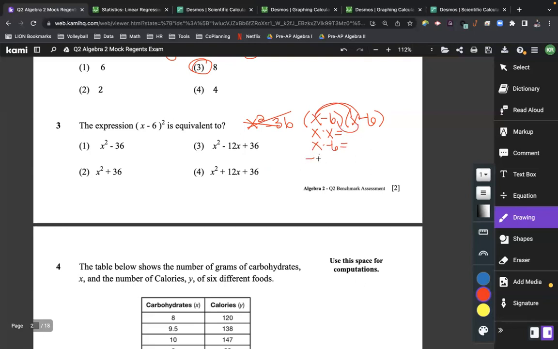negative 6 with x, and negative 6 with negative 6. So you should get x squared, negative 6x, negative 6x, and 36. Because these two are like terms, I get negative 12x. So ultimately, what it should get is x squared minus 12x plus 36. I do believe that matches with answer choice number 3. And just to check, yes, number 3 is correct.